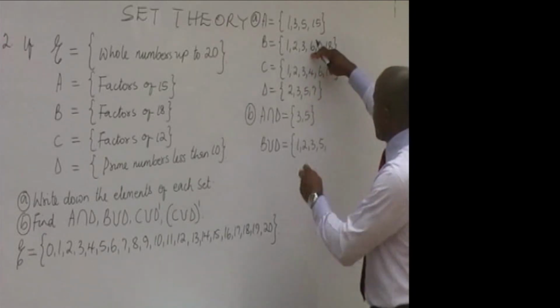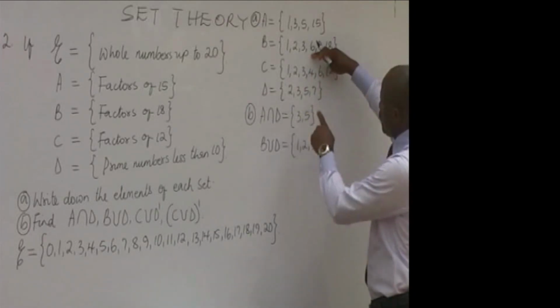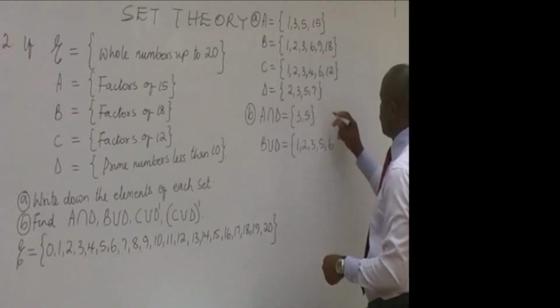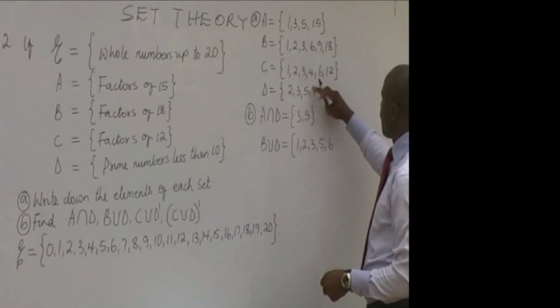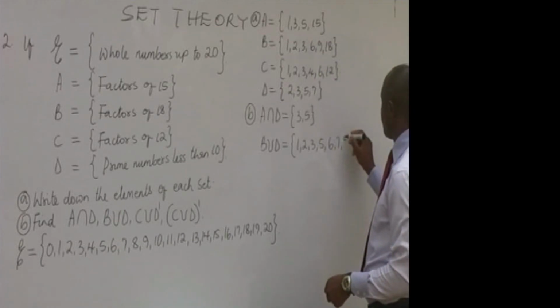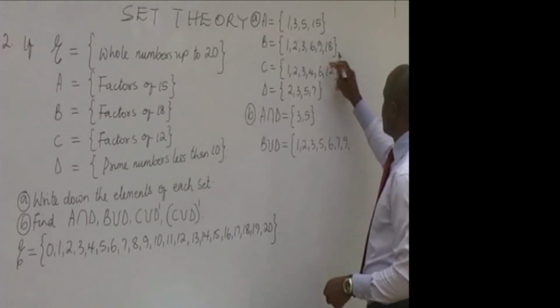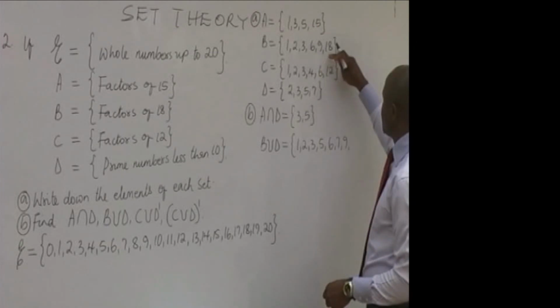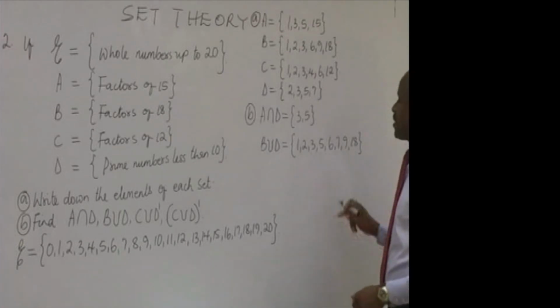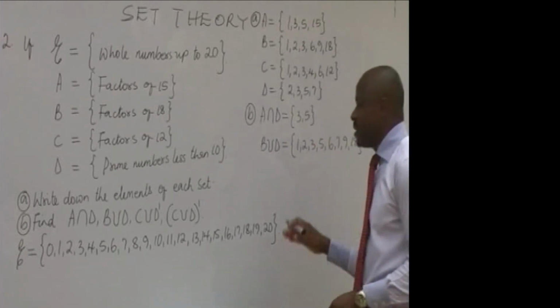B and D. I'm taking 5, now 6, 7, 9, 18. So these are the members of B union D.